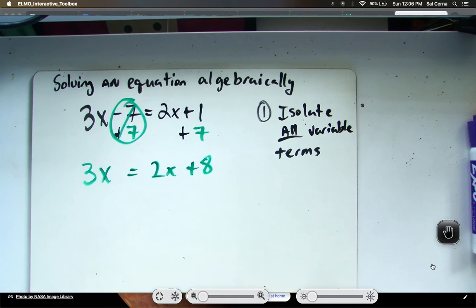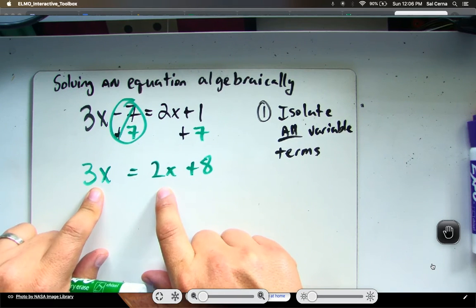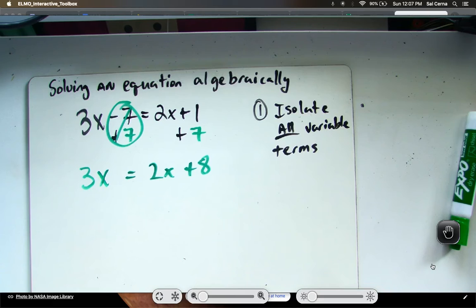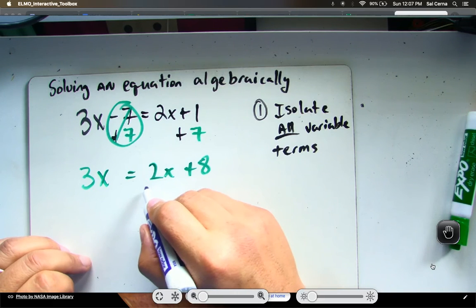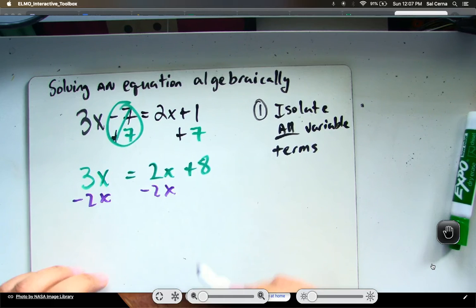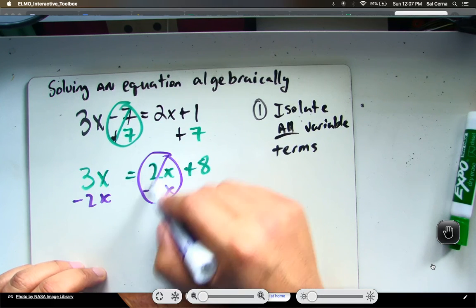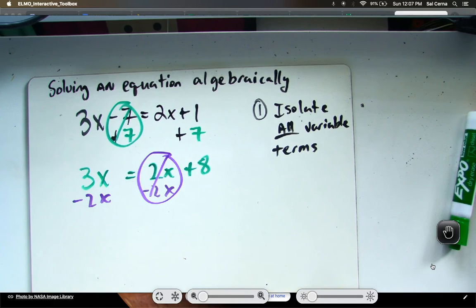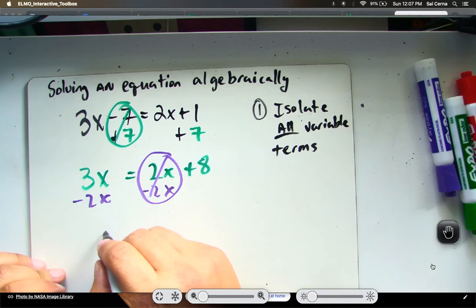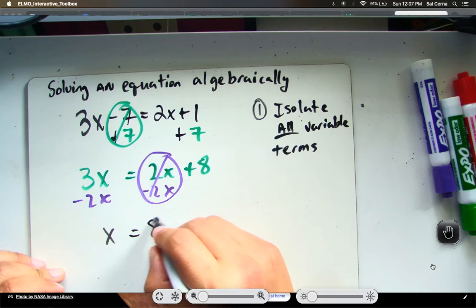My next step, well, I want to group all my variable terms onto one side of the equation symbol. So I'm going to add 2x to both sides, or in this case, subtract 2x. This becomes a 0 pair, right? And my final answer is this. I have 3x minus 2x. I'm left with 1x equals 8.